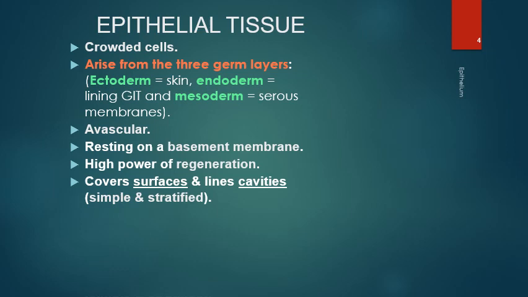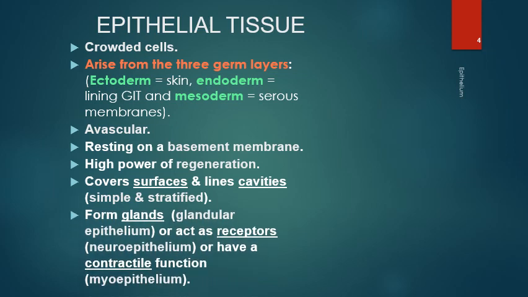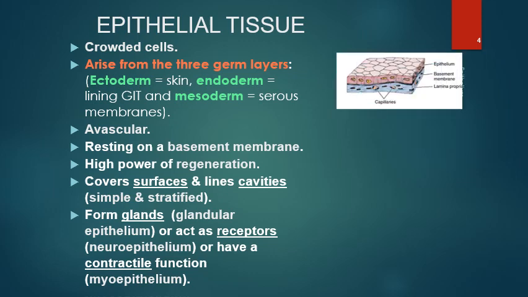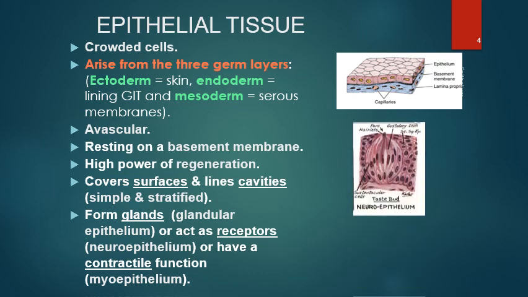It either covers a surface or lines a cavity. It is either simple, one layer, or stratified, more than one layer. They sometimes form glands, which act as a glandular epithelium, sometimes contain receptors, so it's called neuroepithelium, and sometimes have a contractile function, and this is known as myoepithelium. Again, the epithelium rests on the basement membrane. They are either surface or lining, or a neuroepithelium or myoepithelium.